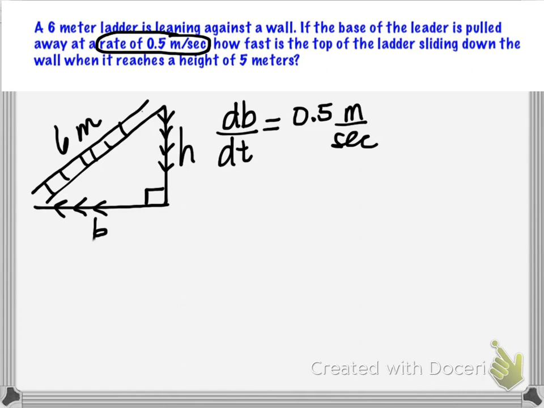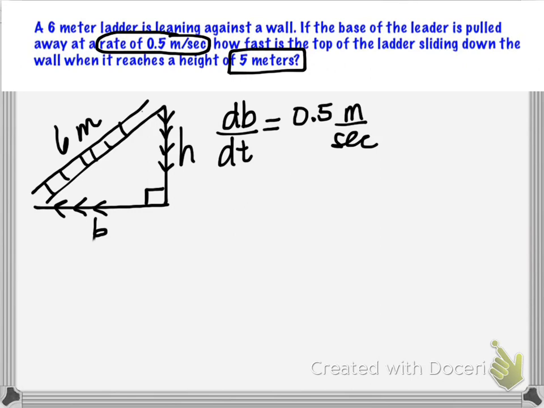Now, we were also given the information about the height being 5 meters. However, the height is not always 5 meters, so this does not remain constant. The height will only be 5 meters at a specific instance. So I'm not going to include the 5 meters on my diagram because the height is not always 5 meters.